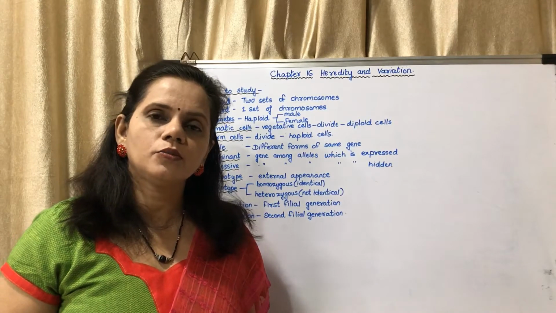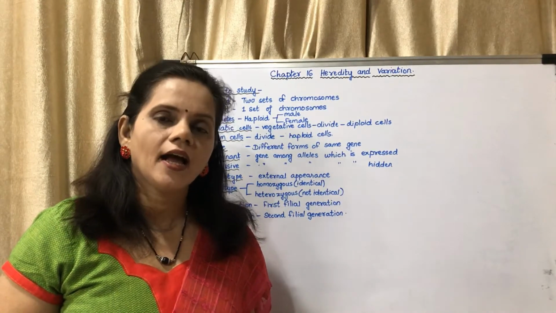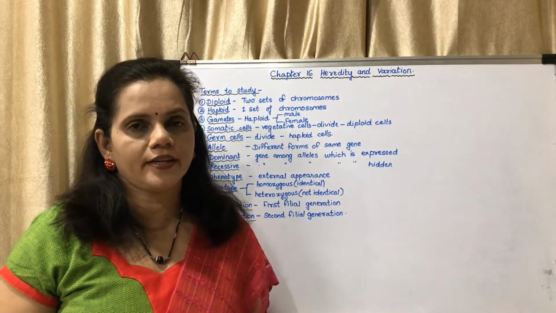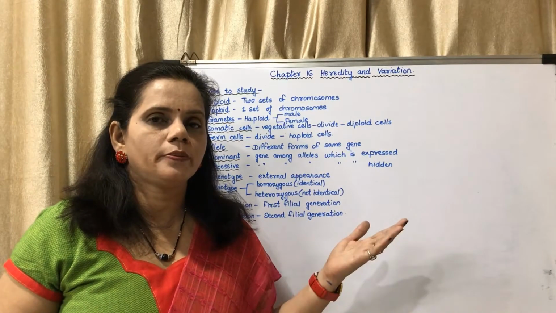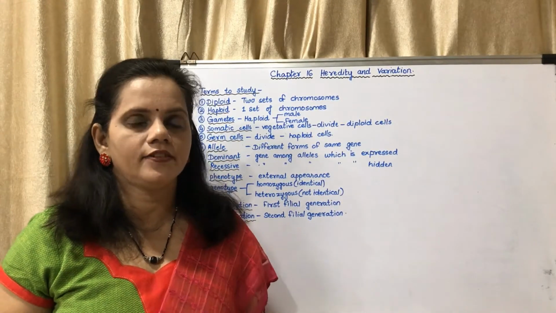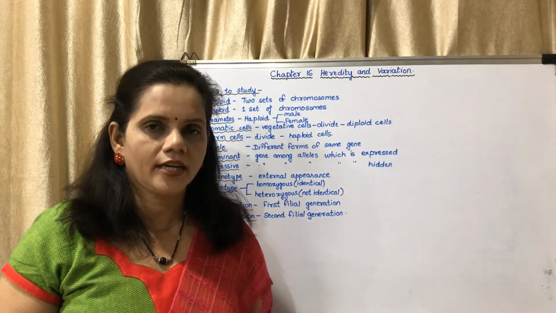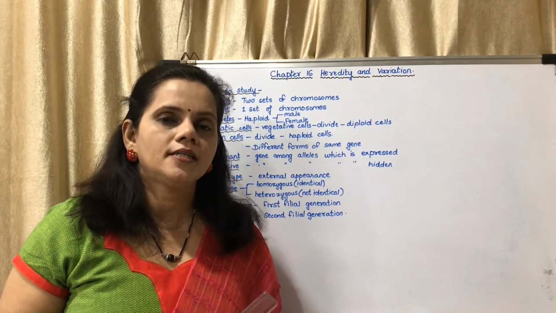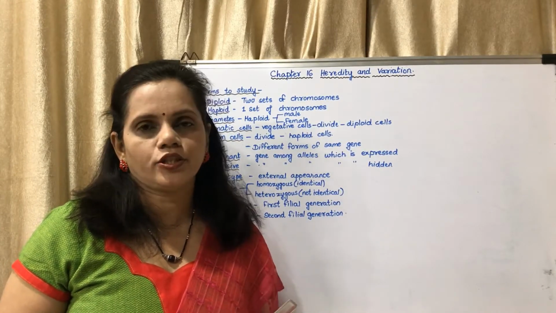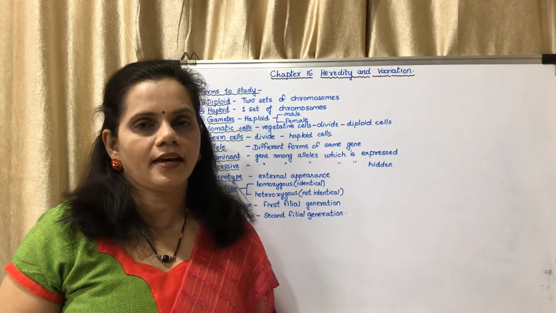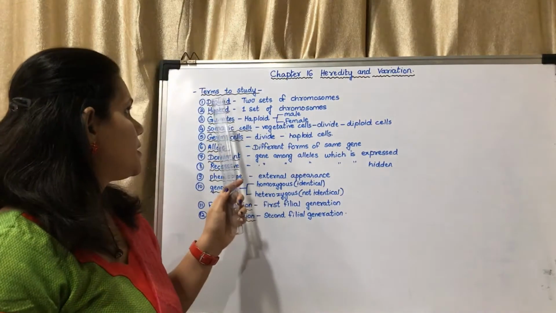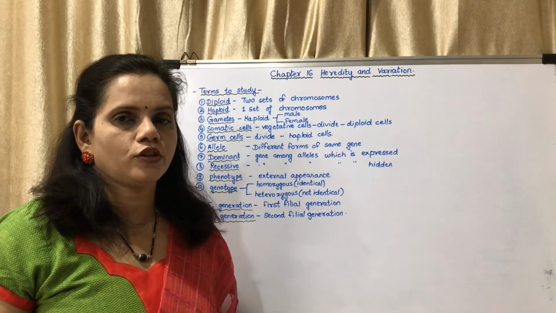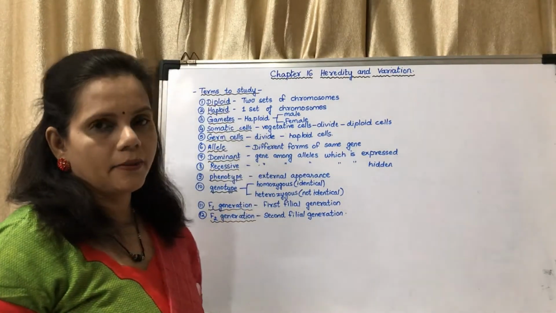So the number of chromosomes in each and every organism is different, and their structure is also different. Structure means their sequence is also different. Sequence means which nitrogen base comes after which nitrogen base in the structure of DNA, that is also different. But each and every organism has two sets of chromosomes. If a cell has two sets of chromosomes, then it is said to be diploid. If a cell has only one set of chromosomes, then it is said to be haploid.